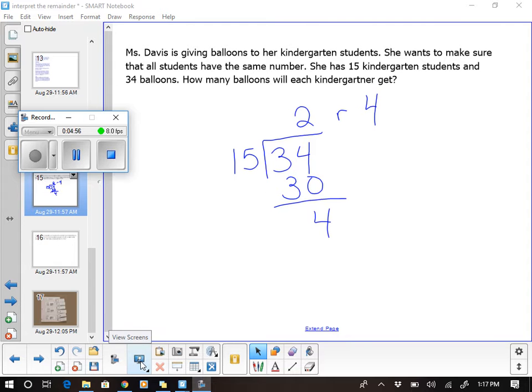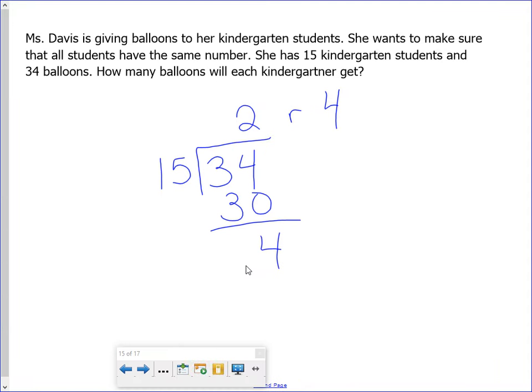So the division problem is shown. You should get 2 remainder 4. Well, what does that mean for how many balloons each kindergartner will get? We took the balloons divided by students. That means we have 2 balloons per student, but we have 4 left over. Balloons cannot be easily divided, so your final answer would just be 2 balloons per student.